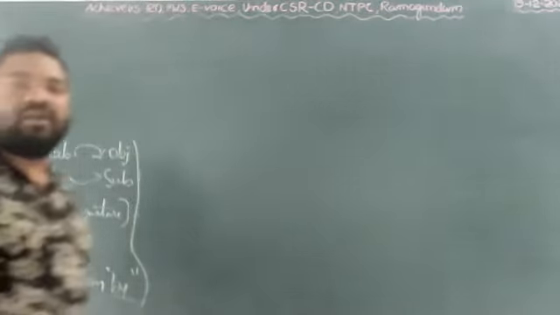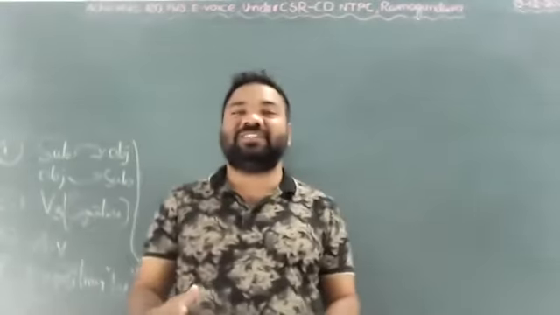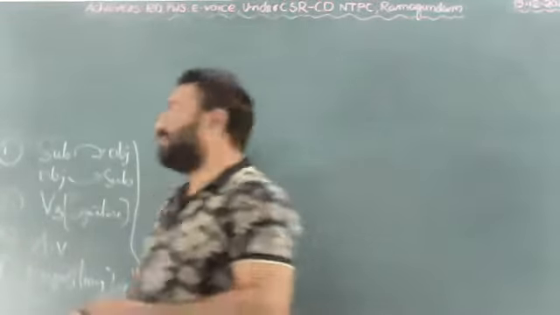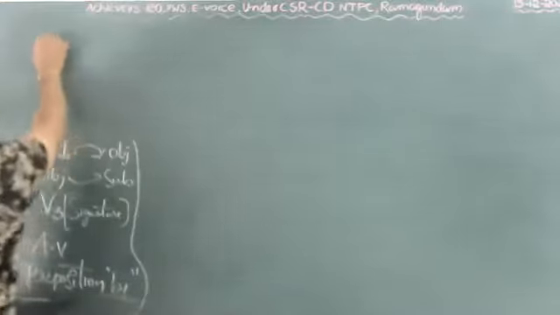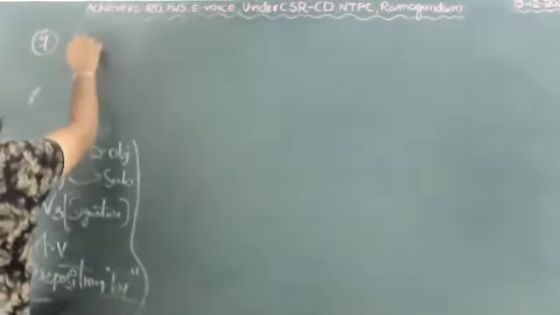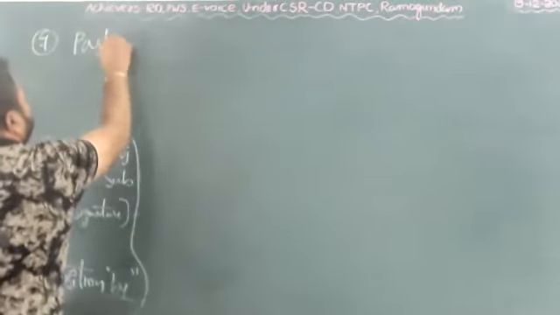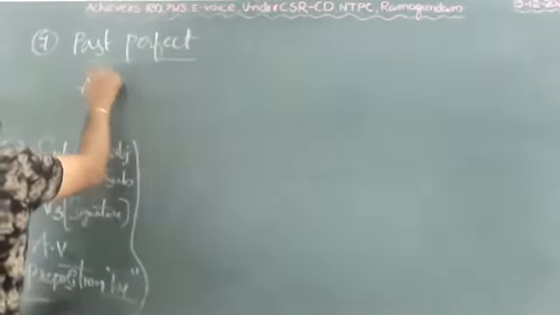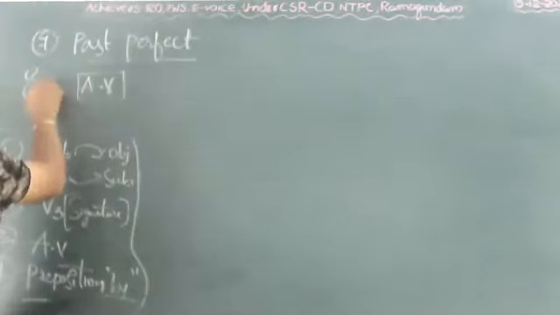Next, what is the next tense that we are going to do? Past perfect. Okay, past perfect. So which is seventh number? Past perfect. Let's say some examples here. Active voice.